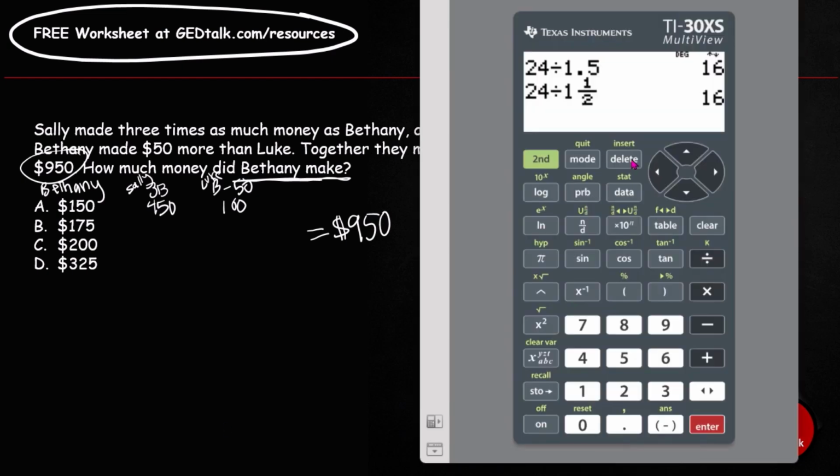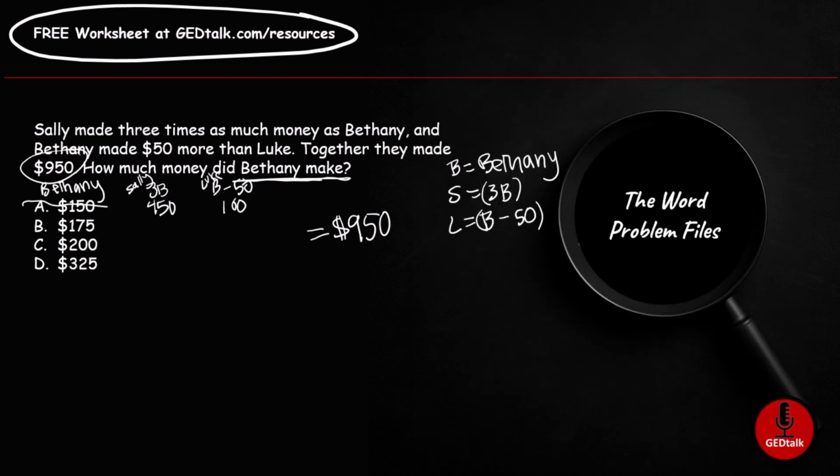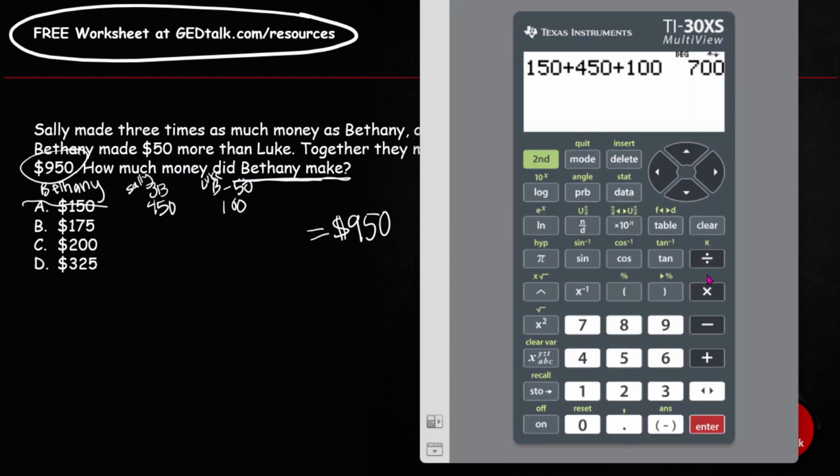So I'm going to pull up my calculator and clear my screen and say 150 plus 450 plus 100. What do I get? 700. Okay, so obviously A is not my answer. Well, let's look at B. And I'm not going to write it out. I'm just going to pull up my calculator to make it quicker for us, right? Because we're not doing the standard, let me figure out the equation. We're spending a little bit more time checking the answers against the information that was shared.